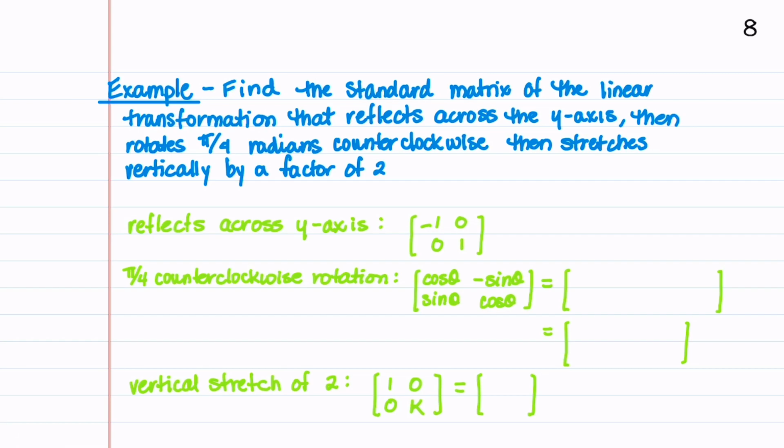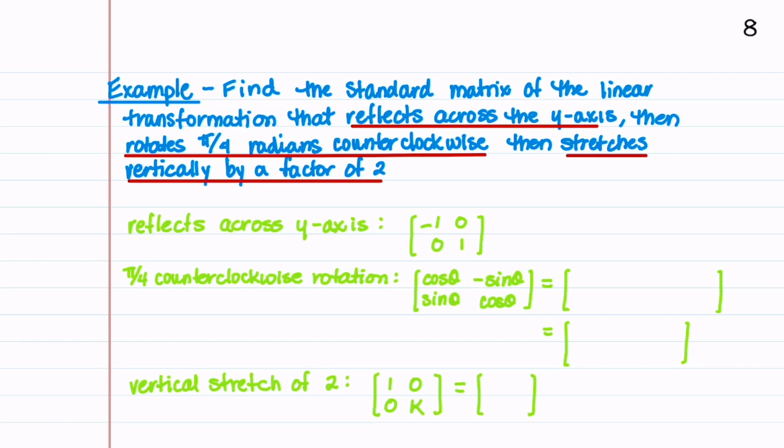Let's now look at an example that combines some of the matrix transformations that we've just gone over. In this example, we want to find the standard matrix of the linear transformation that reflects across the y-axis, then rotates by pi over 4 radians counterclockwise, and then stretches vertically by a factor of 2. So the stretching is the same as expansion. We have to do this in 3 stages. The first matrix is the one that's going to reflect across the y-axis. That's from our previous page.